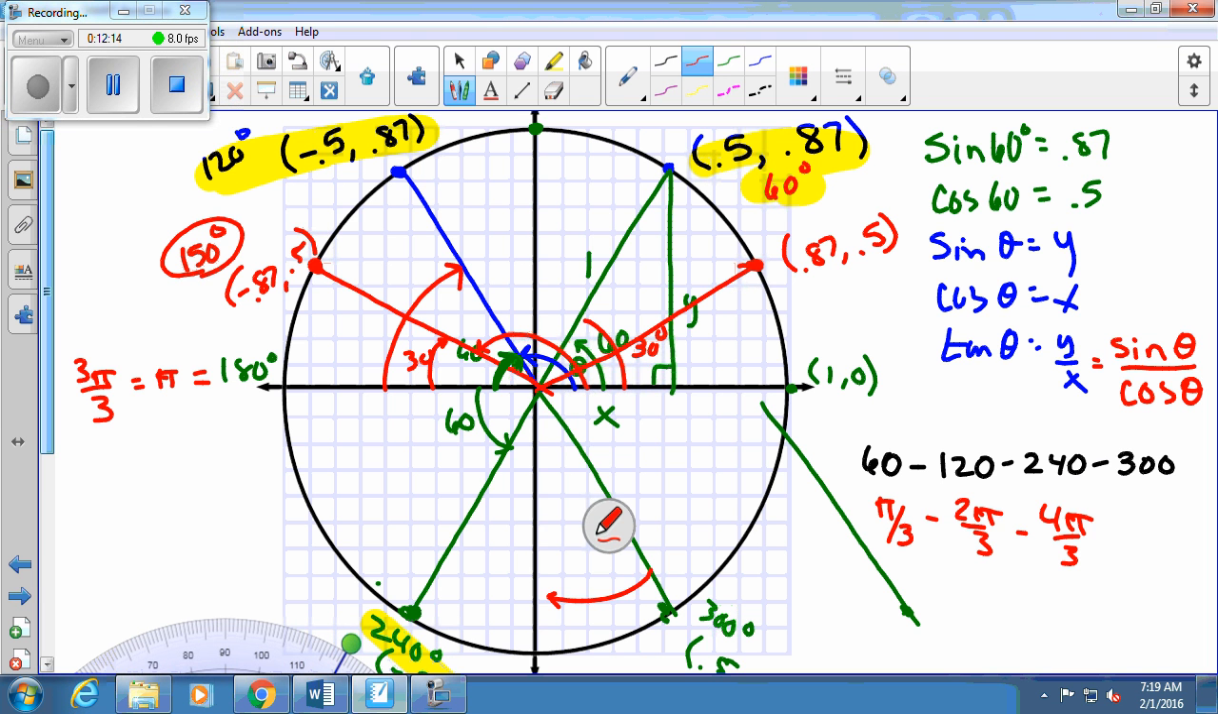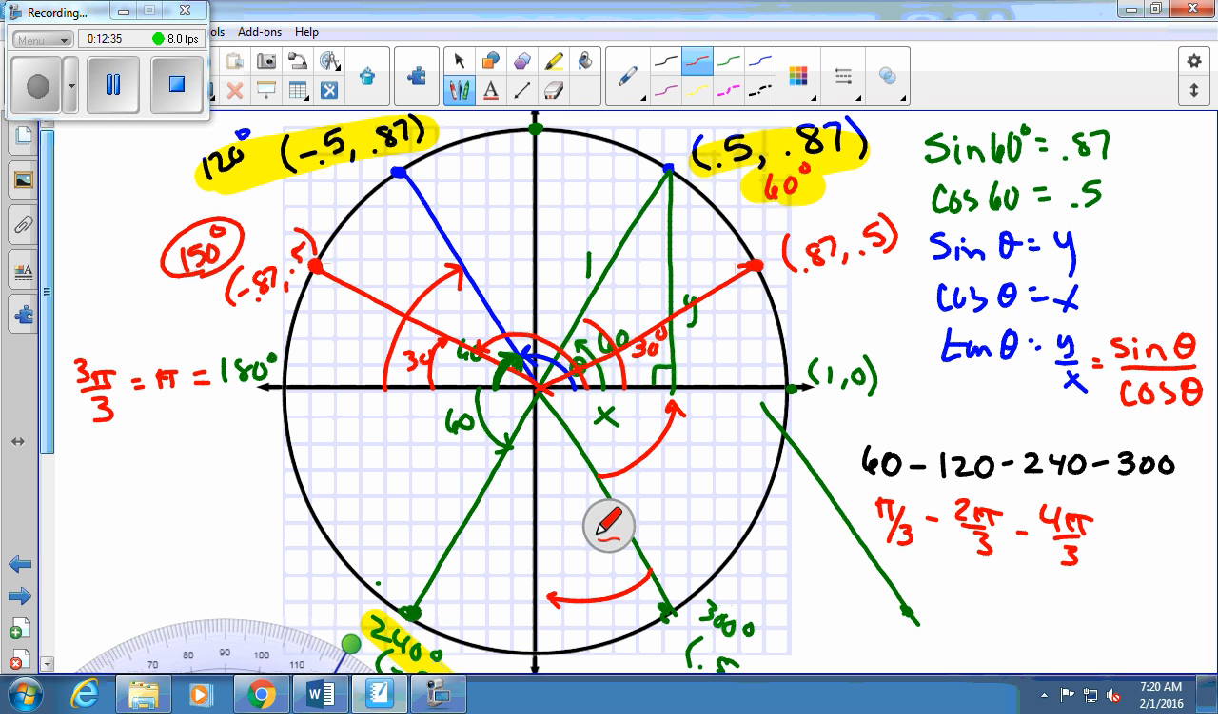No. This angle's 60. So how do I get this green angle that went all the way around? How do I get 300? I don't want to convert. I just want to be able to look at it in thirds. How many thirds is it? You could see a pattern, couldn't you? How many is it going to be?